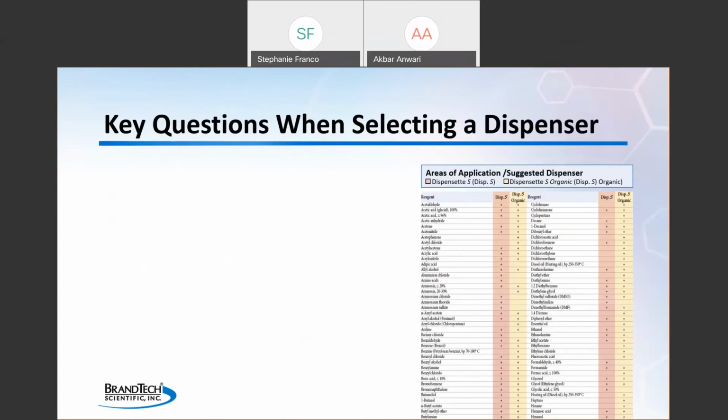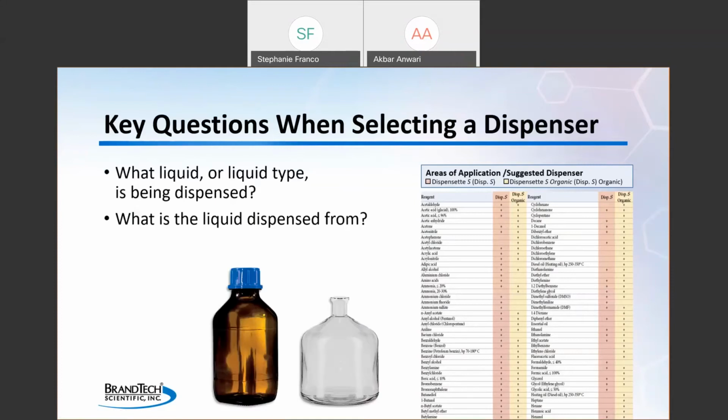To make the final decision on which Bottletop dispenser to purchase, there are a number of considerations that will determine which dispenser to select, or even if a dispenser is suitable. There are key questions to ask. What liquid or liquid type is being dispensed? What type of vessel is the liquid being dispensed from? And what is the volume range that you will be dispensing?